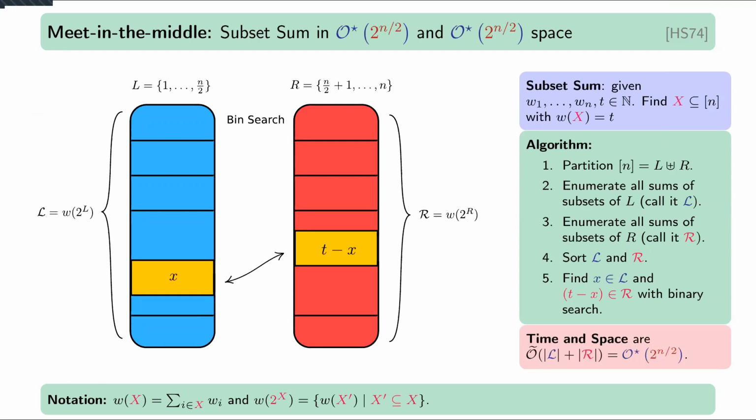The running time of this algorithm is 2 to the n/2, and the space complexity is bounded by the size of calligraphic R, so the space complexity is also 2 to the n/2. Yes, that's clear.